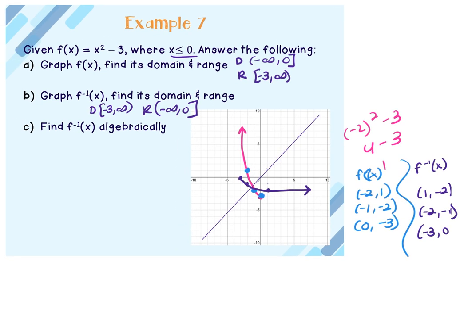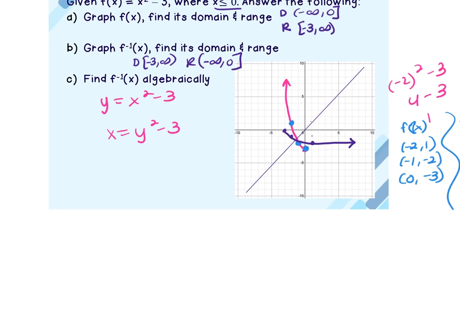And then the last thing says find f negative 1 algebraically. So I'm going to take my f of x. I'm going to make it y equals x squared minus 3. Flip them so it's x equals y squared minus 3. Add the 3. X plus 3 equals y squared. Square root.